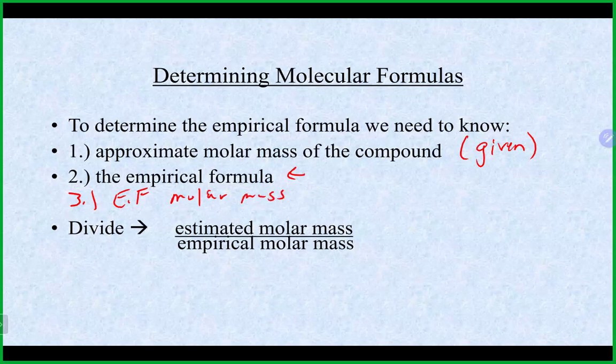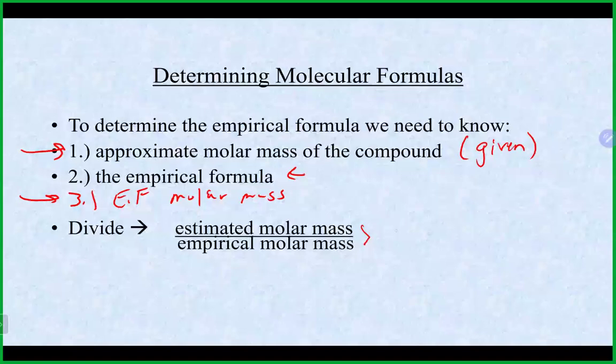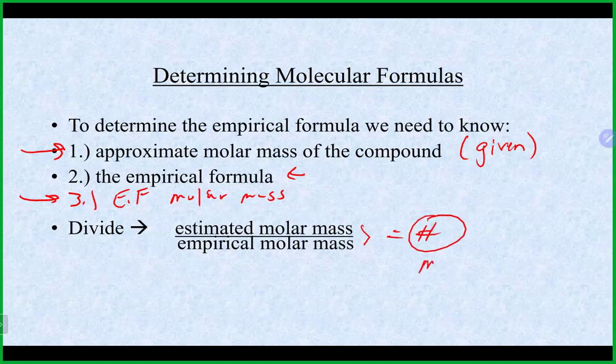What you do with these two numbers, the molar mass of the compound and the empirical formula's molar mass, is you divide. You take the molar mass of the compound divided by the empirical formula's molar mass, and that's going to get you a number. This number is basically the number that you multiply the empirical formula by.